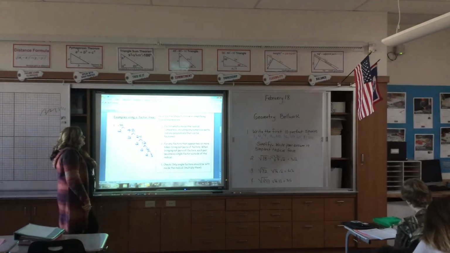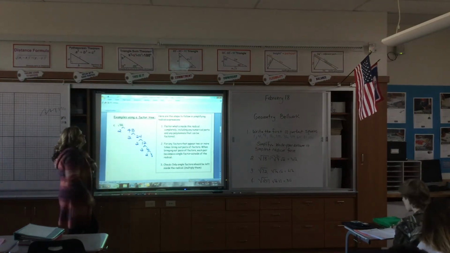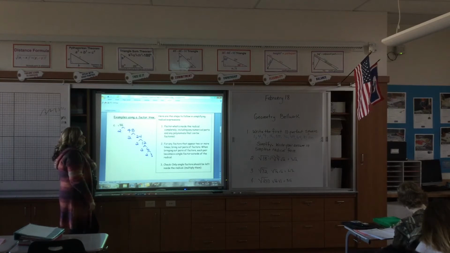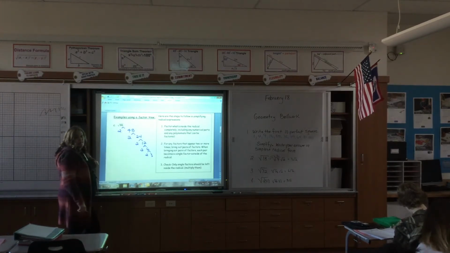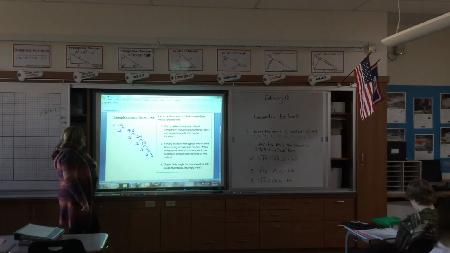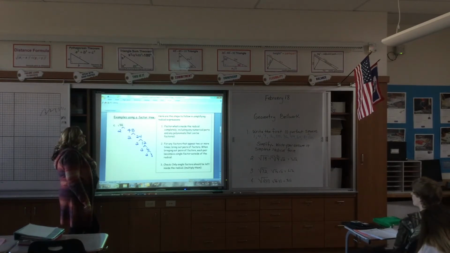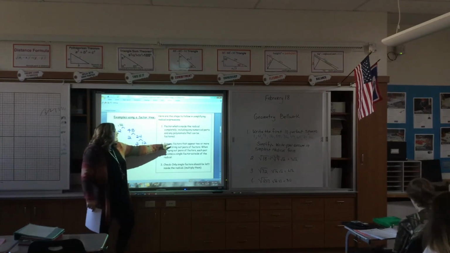What's 48 divided by 2? 24. And what's 24 divided by 2? 12. And what is 12 divided by 2? 6. And what is 6 divided by 2? 3. Okay, you guys should be writing this example now. This is the factor tree.